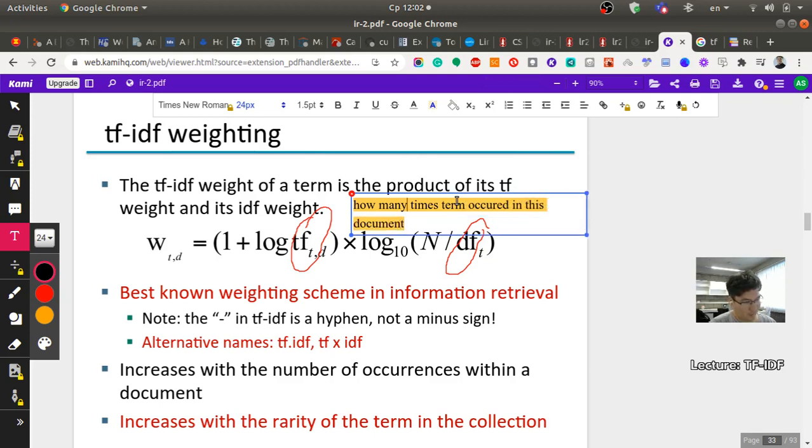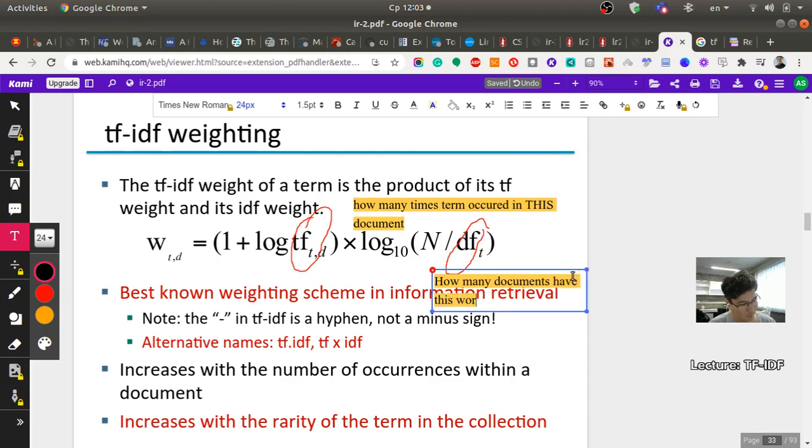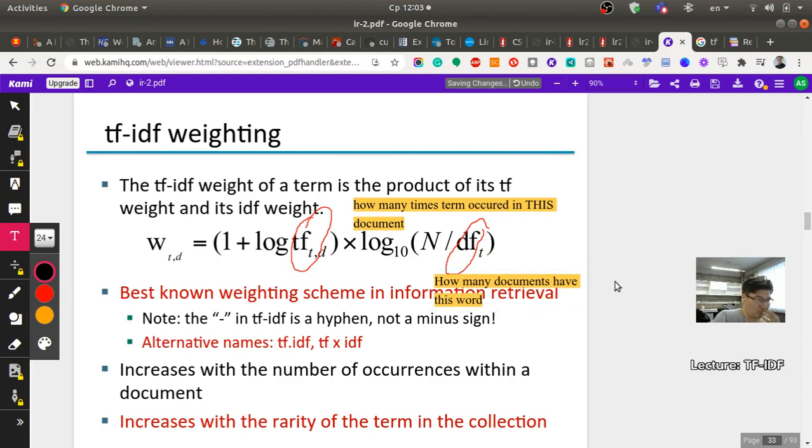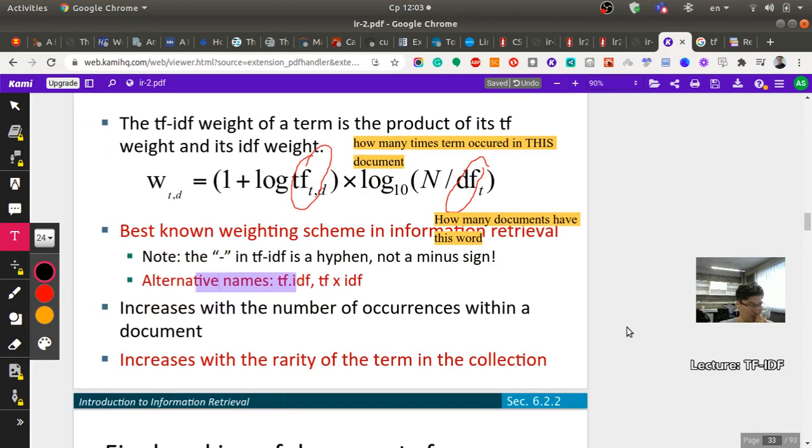The maybe important word is here. And this one, document frequency, is how many documents have this word. So this is a very important part. TF-IDF is written with a hyphen, not a minus inside. Alternative names are TF-IDF, TF.IDF, so sometimes they use it.